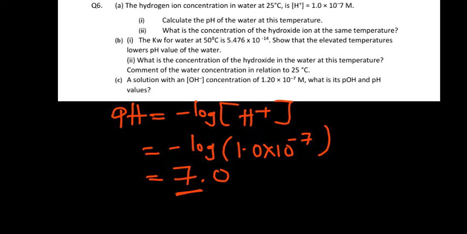What is the concentration of the hydroxide ion at the same temperature? So it's basically the same. This is 7. Can you even guess? Okay, anyway, the kW value at that temperature is about 1.0 times 10 to the power negative 14.